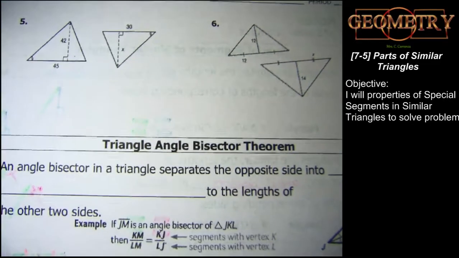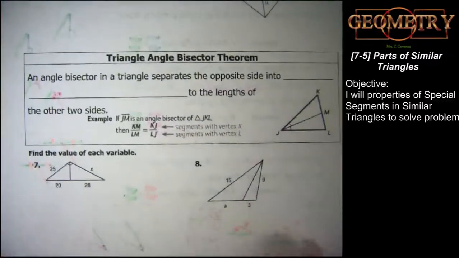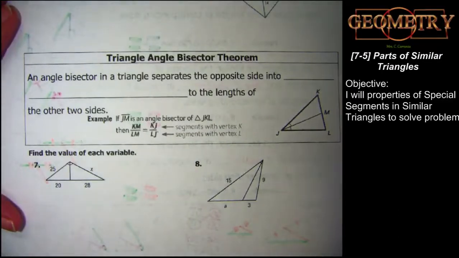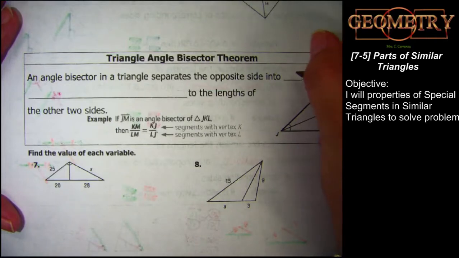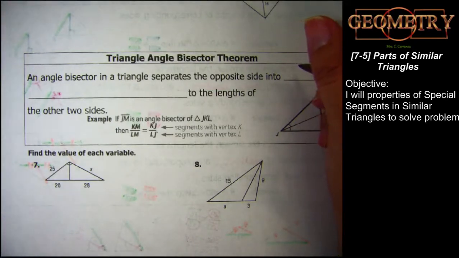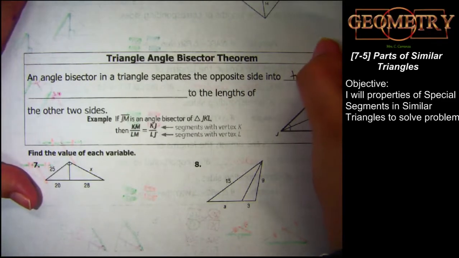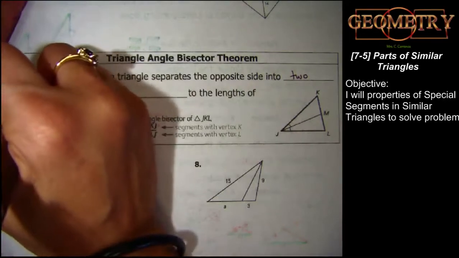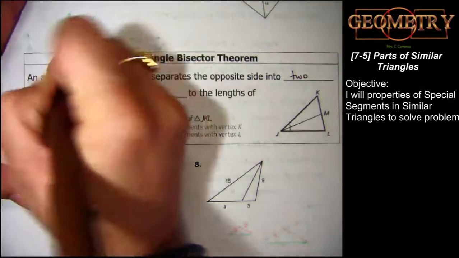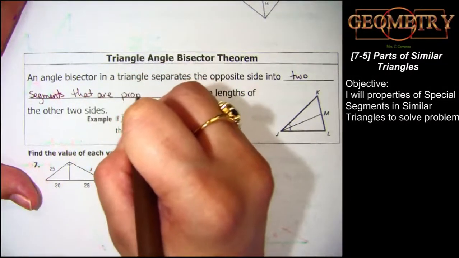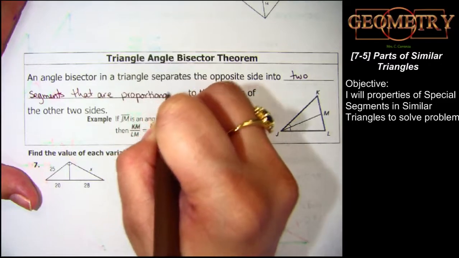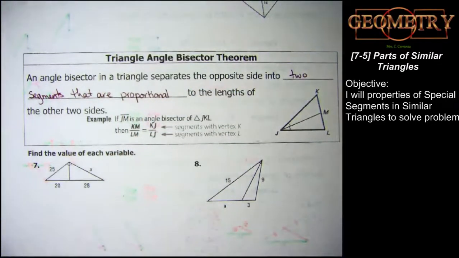Okay? All right, let's look at our very last theorem. It's our angle bisector theorem, and it says this. An angle bisector in a triangle separates the opposite side, the side opposite where the angle bisector is coming from, into 2 segments. And these segments are proportional. Again, so we can write them as a fraction and set that fraction equal to the lengths of the other 2 sides of the triangle.